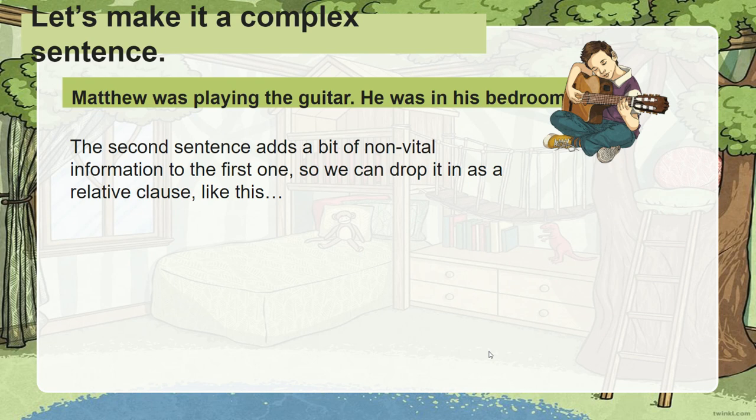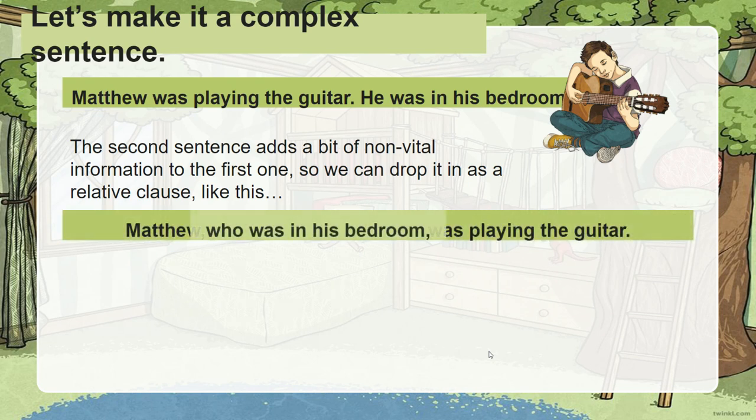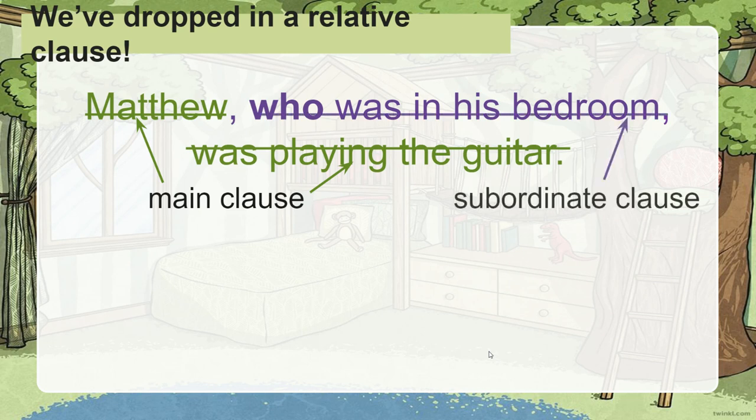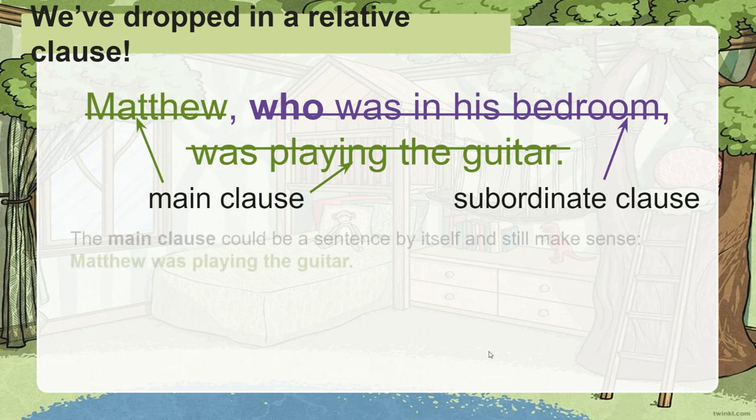So we could drop in a relative clause like this. Matthew, who was in his bedroom, was playing the guitar. We've dropped in there, in purple, our relative clause. So Matthew, comma, always need a comma, like our fronted adverbials, who was in his bedroom, was playing the guitar. Here we can see the main clause is Matthew was playing the guitar. We've now added in a subordinate clause, who was in his bedroom.